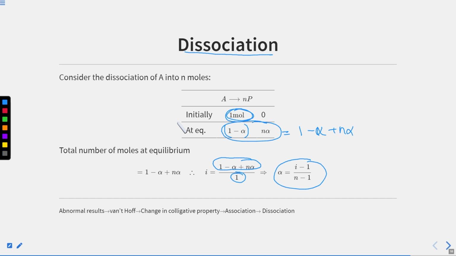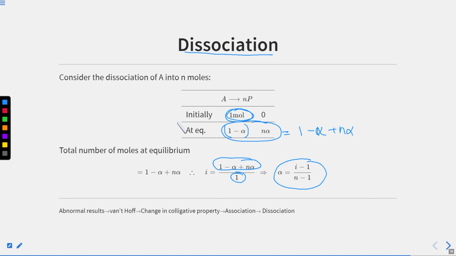The formula is simple and is in analogy with the previous one: del TF equals KF m, where KF is the cryoscopic constant, m is the molality, and del TF is the depression in freezing point. Now one more distinction between del TF and del TB: del TB is final minus initial, whereas del TF is initial minus final. So this should be kept in mind.